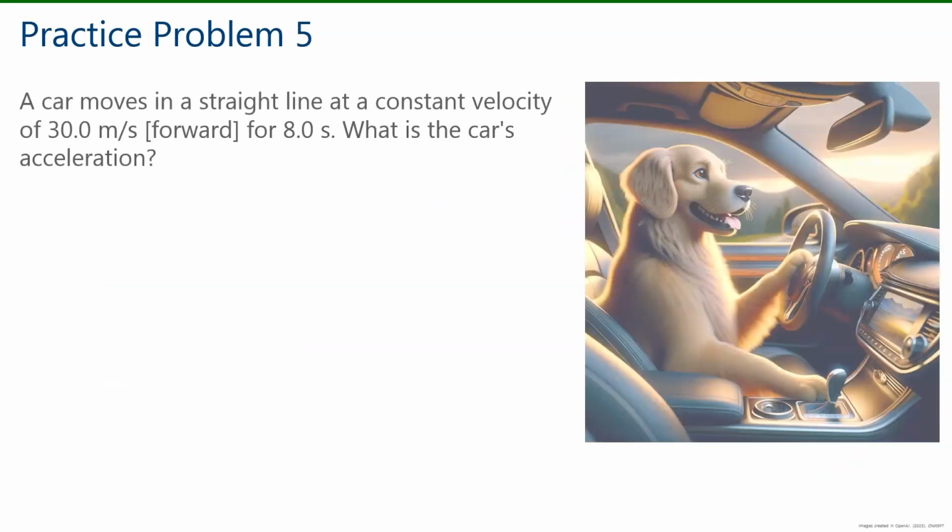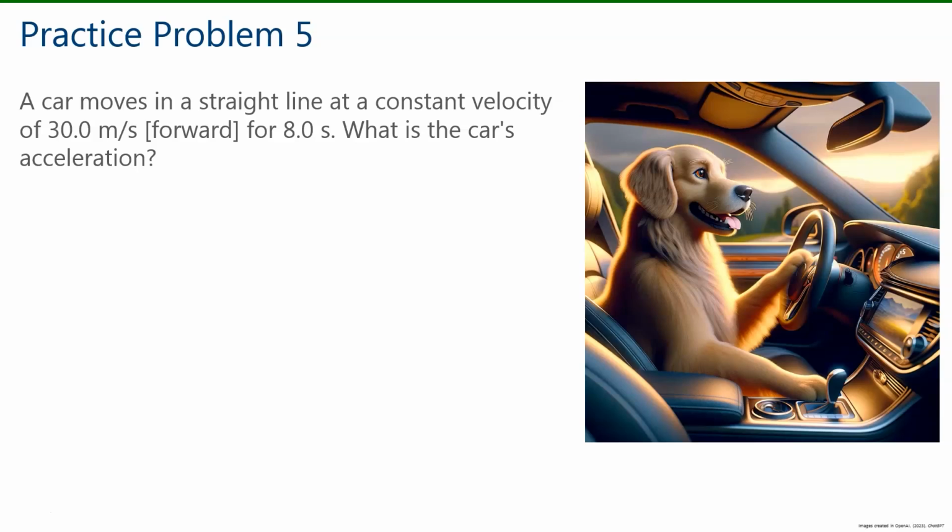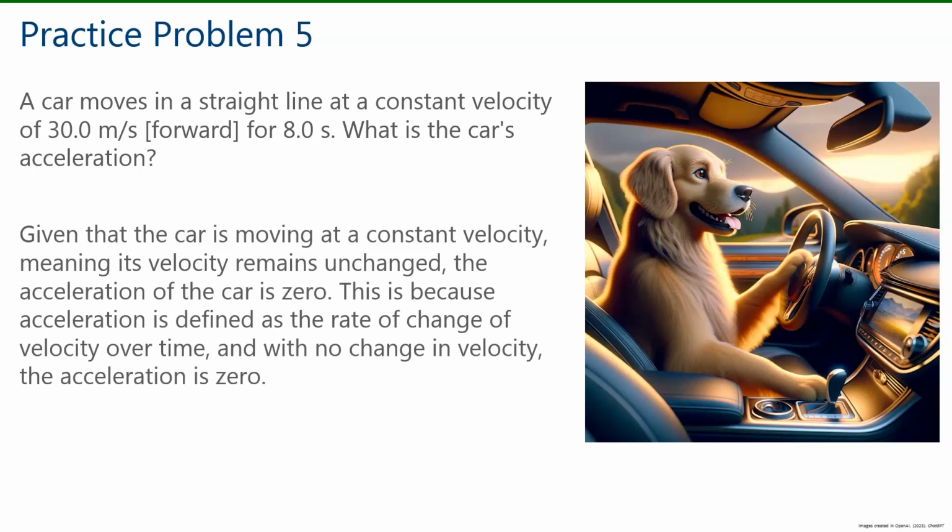Now we're on to our last problem, number 5. A car moves in a straight line at a constant velocity of 30.0 meters per second forward for 8.0 seconds. What is the car's acceleration? In this problem, given that the car is moving at a constant velocity, meaning its velocity remains unchanged, the acceleration of the car is 0. This is because acceleration is defined as the rate of change of velocity over time. And with no change in velocity, the acceleration then is 0.